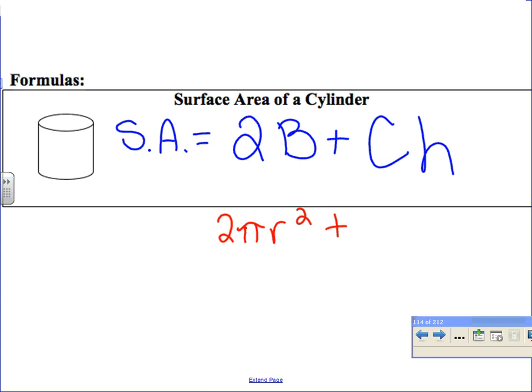How do you find circumference of a circle? Grace? Good. 2 pi r, and what's the other one you could use if you wanted to? Peyton? Good. You could also use pi times diameter. So either 2 times pi times r or pi times diameter. That's up to you guys which one you want to use.